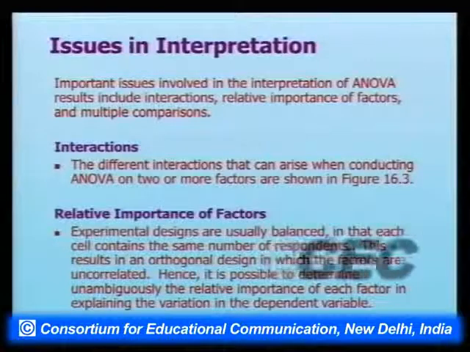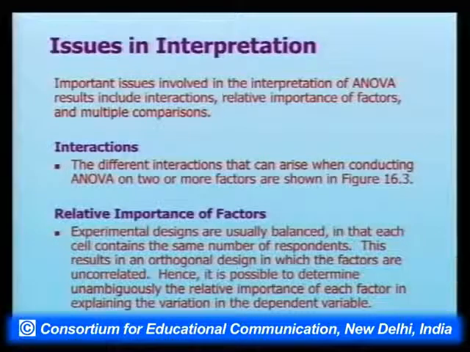What are the various issues in interpretation? When we are interpreting the outputs, we have to be sure that there should not be any interaction. If we are doing a two-way or n-way analysis of variance, there should not be interaction effects. And these are various other issues. We have already talked about omega squared. This tells us how much of the variation is explained. It is similar to eta square in the interpretation.